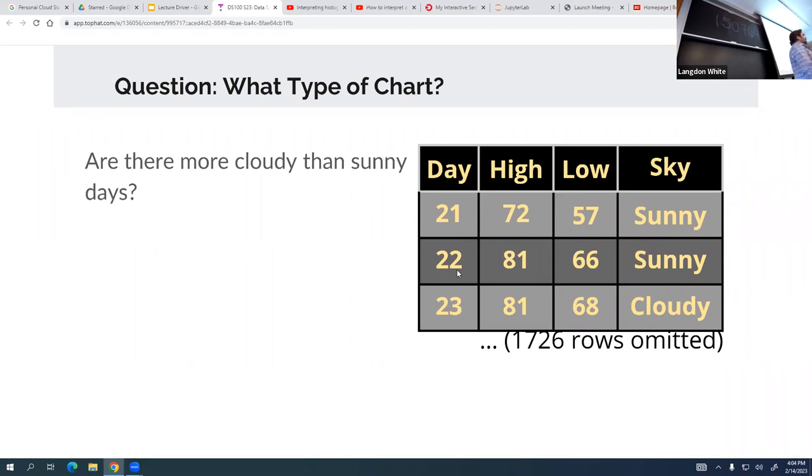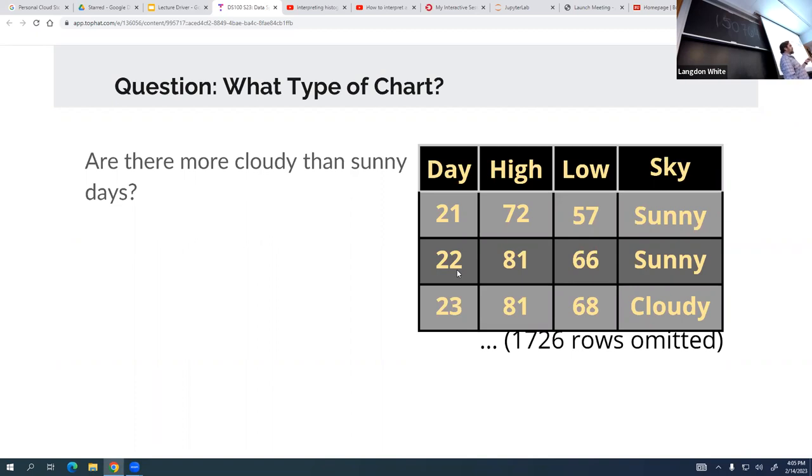If we had this information, right? So this is prediction, or past weather conditions. Let's just say for the sake of argument that the day is a sequential day number, not necessarily the day of the month. The high is in Fahrenheit, if you couldn't guess, because in Celsius that would be very warm. And the low is also in Fahrenheit. The high is the highest temperature of the day, and the low is the lowest temperature of the day, except it's 24 hours.